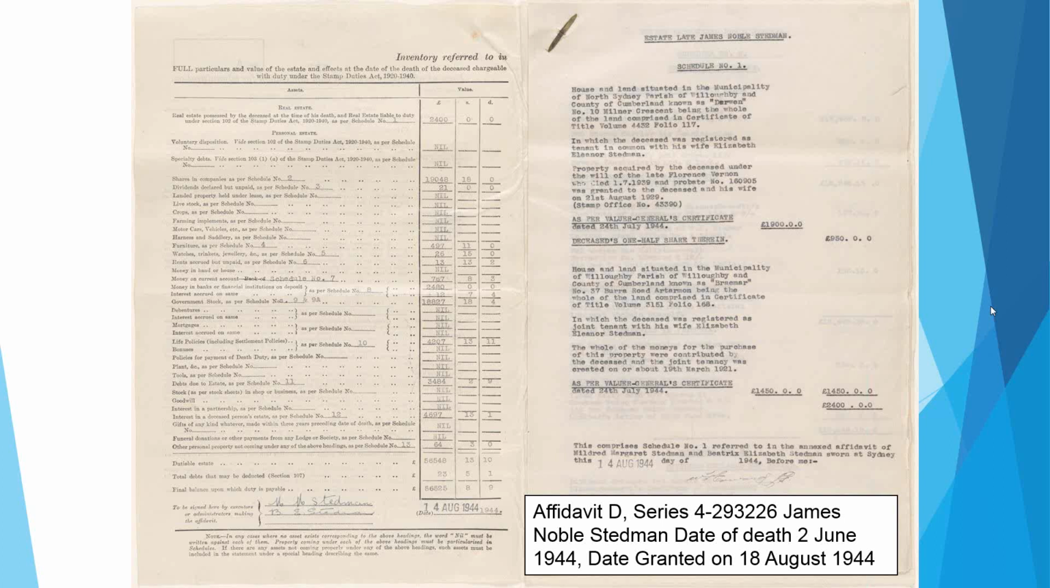So it's his house and his land, the various houses and land there actually, and the volume and the folio numbers. So quite helpful again if you're wanting to go on to research the land owned by James Noble Stedman, who of course had that first will that we looked at the beginning of the talk.